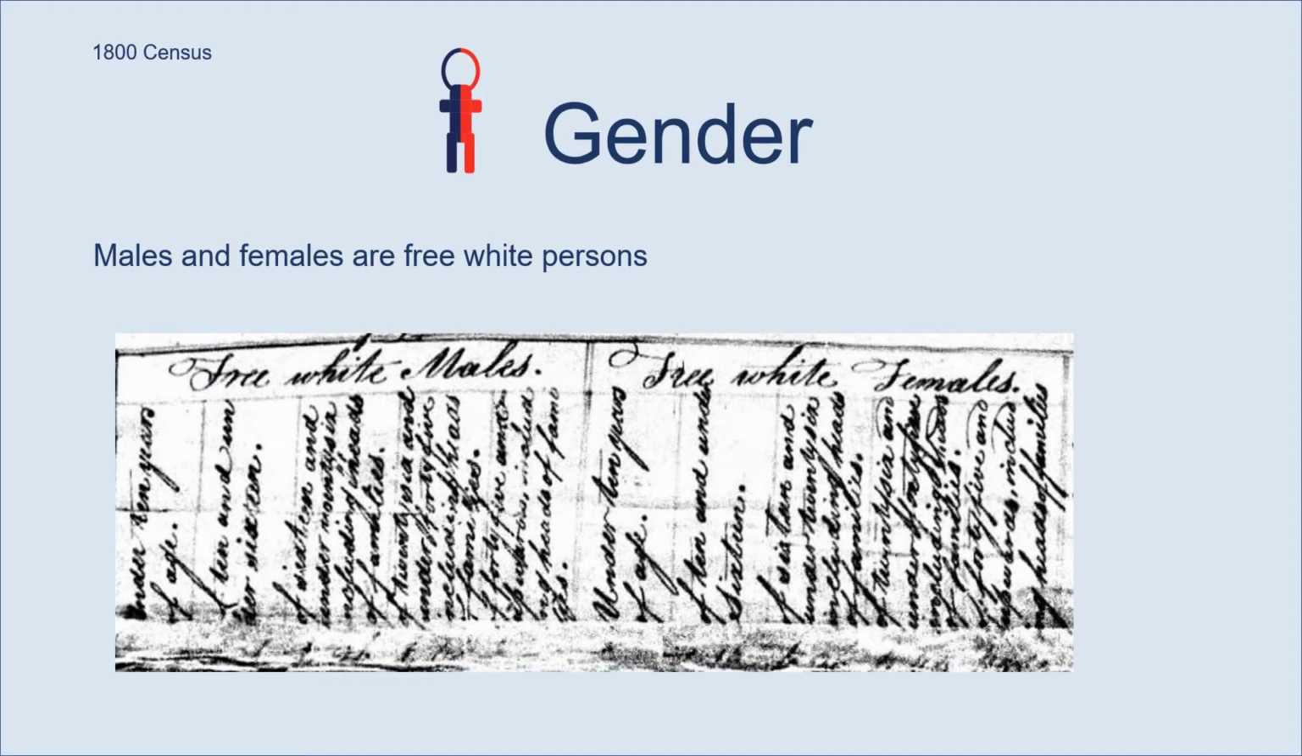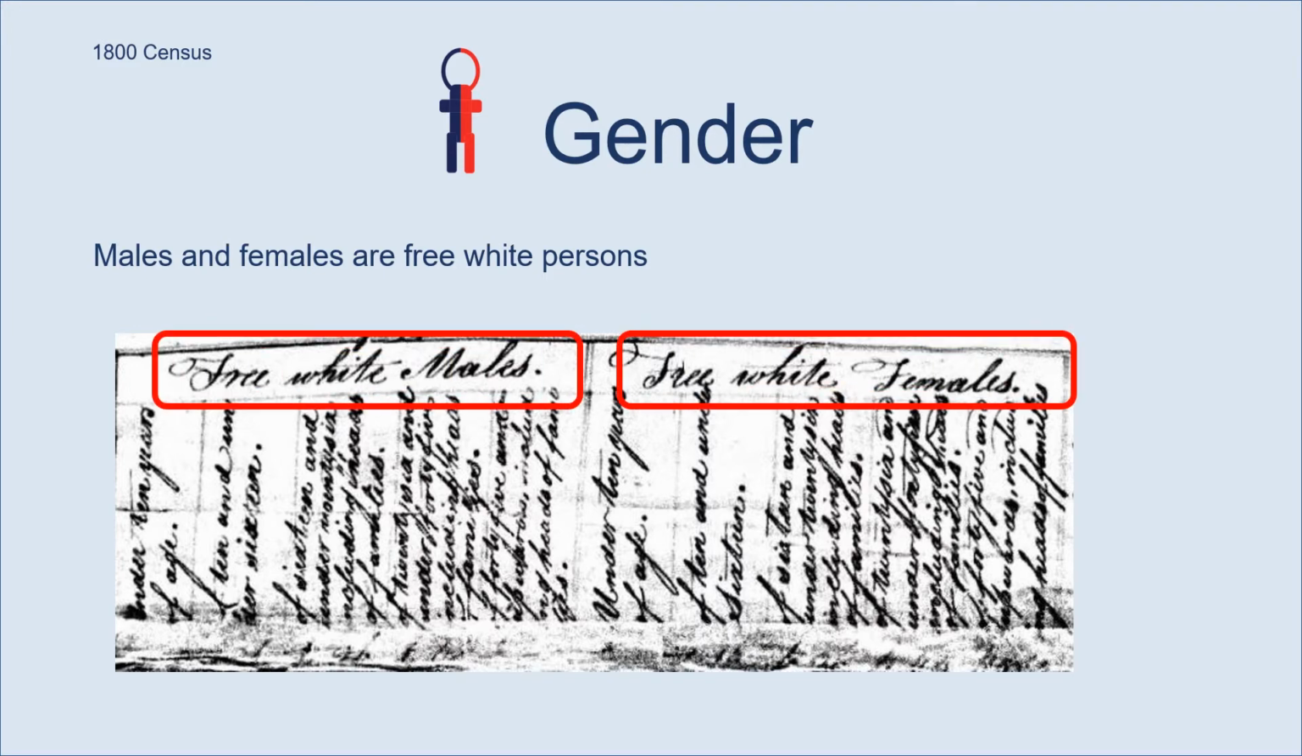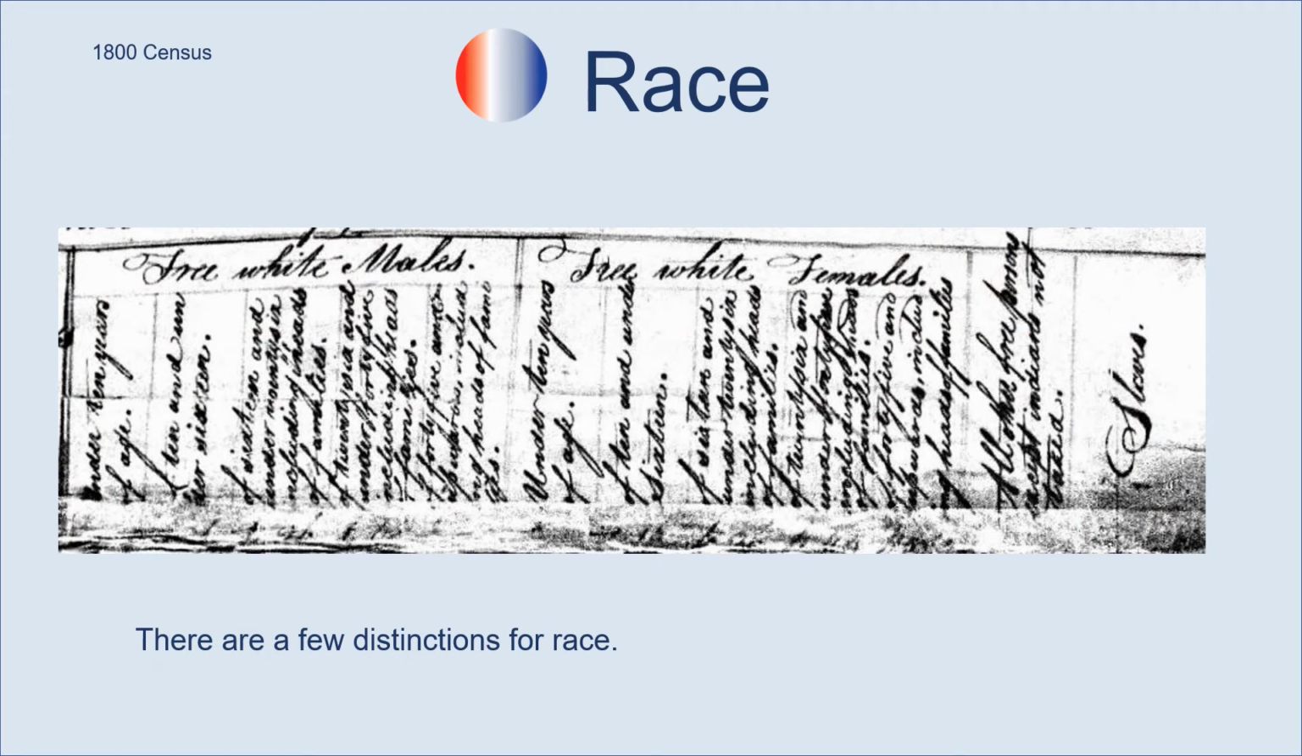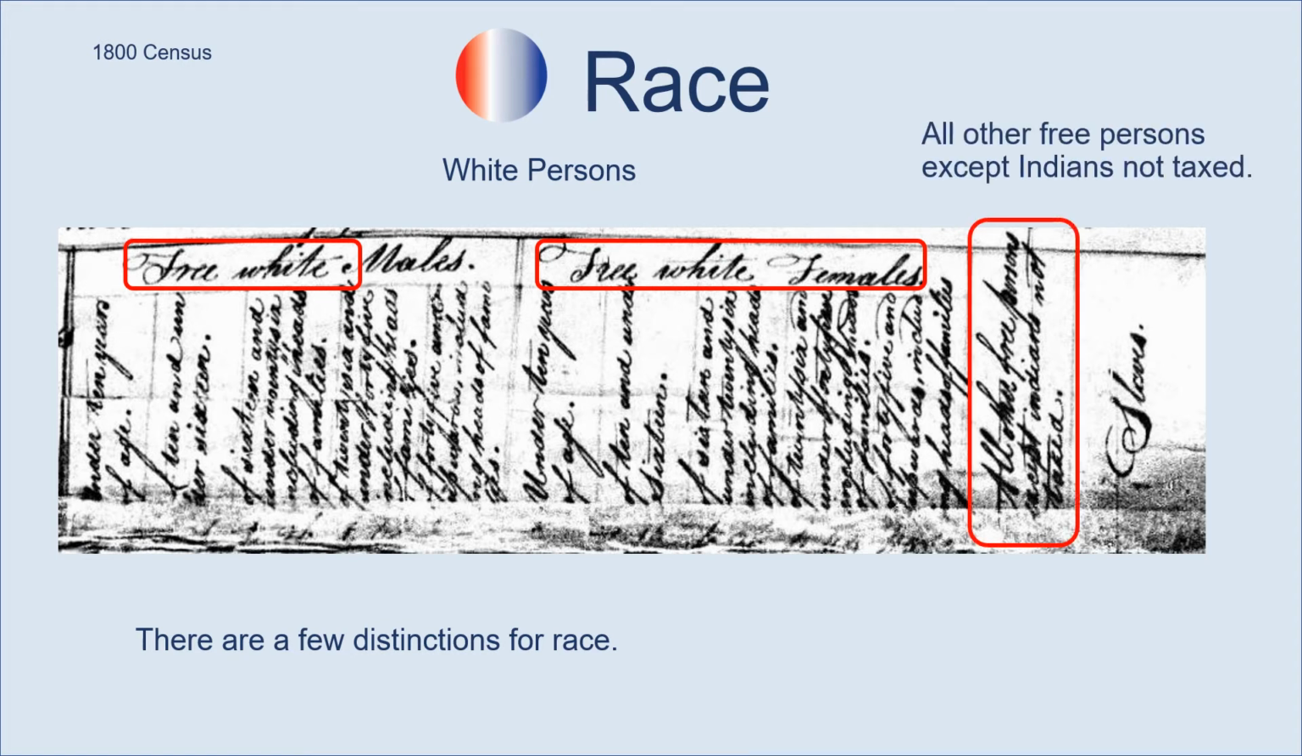Gender. We do not learn the name of each person, but we learn how many males and females are free white persons living on the property. Free white males, free white females. Race. There are a few distinctions for race. White persons, all other persons except Indians not taxed, slaves, which we're usually referring to black persons.